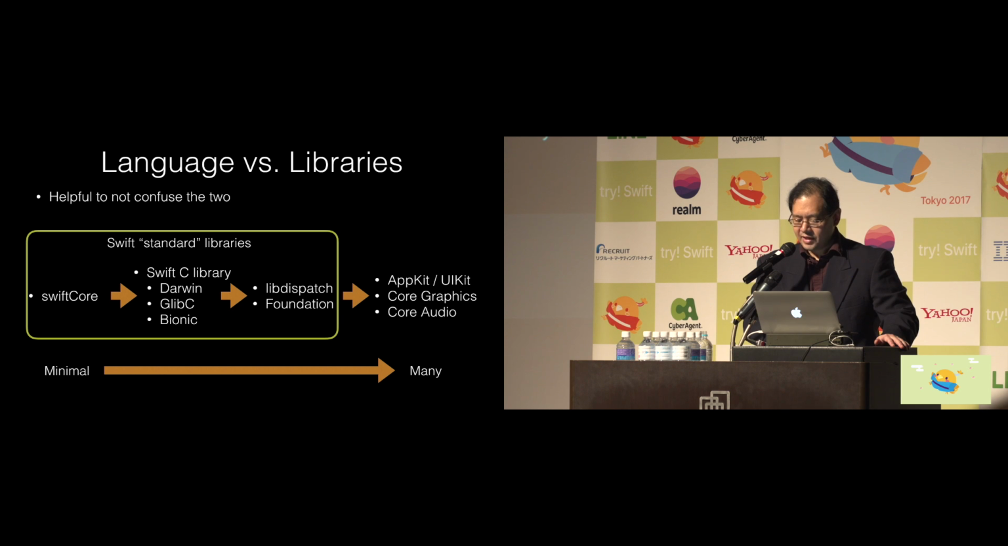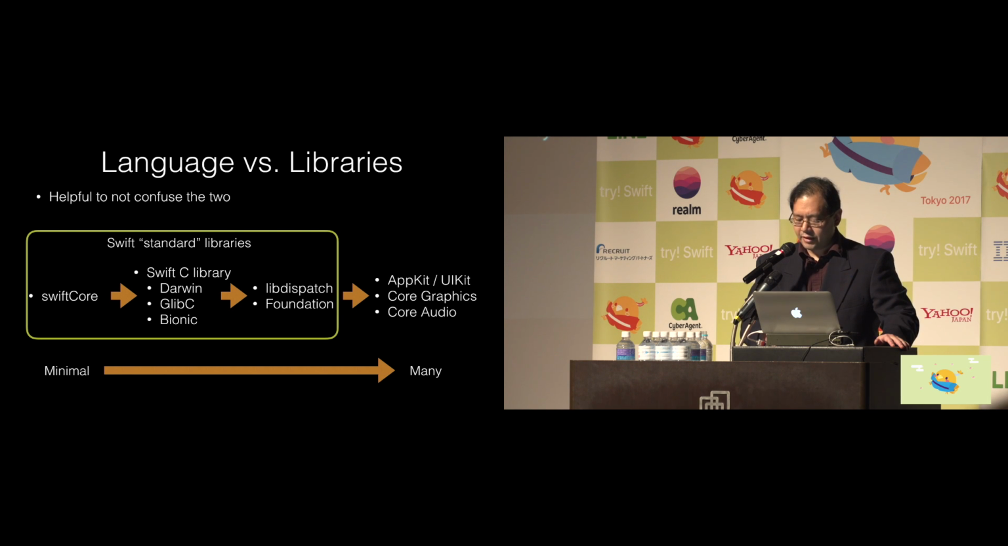Now, there is this fuzzy area with the Swift standard libraries, which I boxed in yellow. You can see there are multiple libraries. Swift Core is the only one I call essential. It contains definitions for basic types we take for granted, like int, and I believe it contains the Swift runtime. The others are more optional.